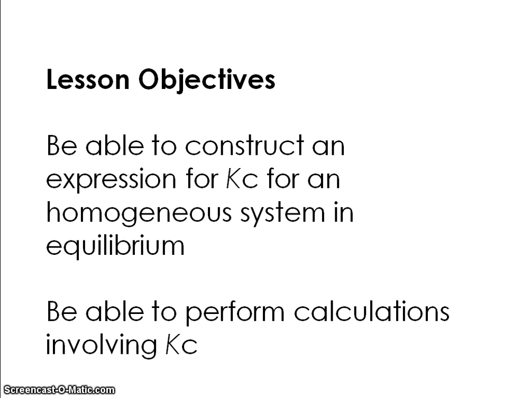So let's look back at our lesson objectives, which hopefully you've met, which are to be able to construct an expression for Kc for a homogeneous system in equilibrium, and to be able to perform calculations involving Kc. As usual, if you don't feel you've met these, then you need to go back and either watch the video again or look at the textbook or some online notes in order to make sure that you've reached all these objectives.